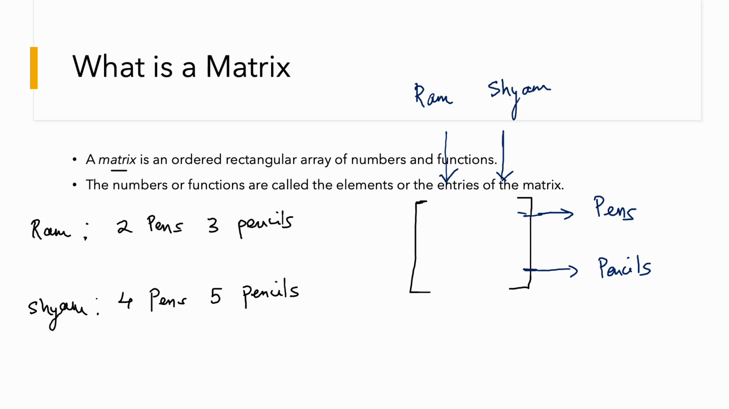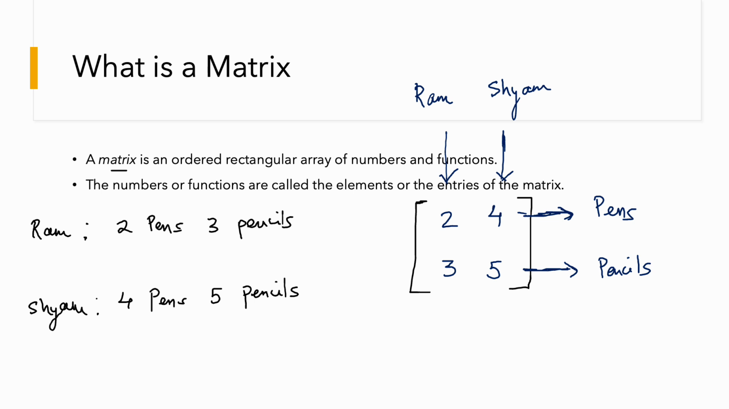You can observe that Ram has two pens, so I'm going to fill in 2 here, and Ram has 3 pencils. Similarly, Sham has 4 pens and 5 pencils. So this row is for pens, this row is for pencils, this column gives Ram's information, and this column gives Sham's information. That's how we can fill in the given information, the numbers or functions, in a particular matrix.